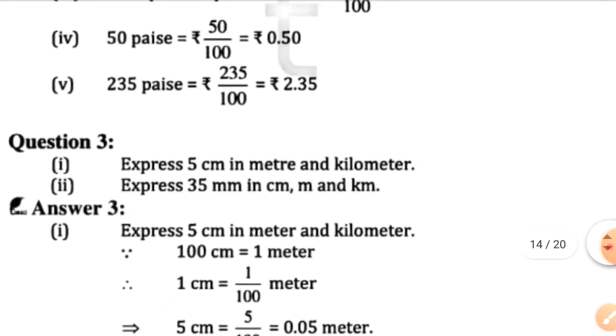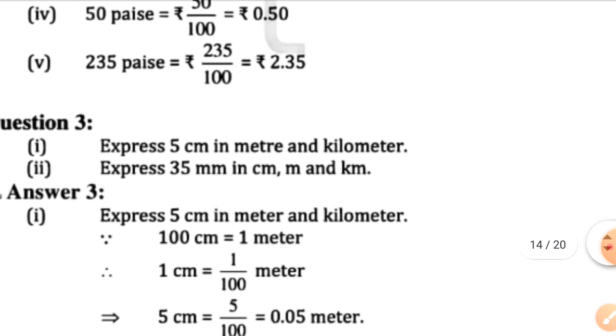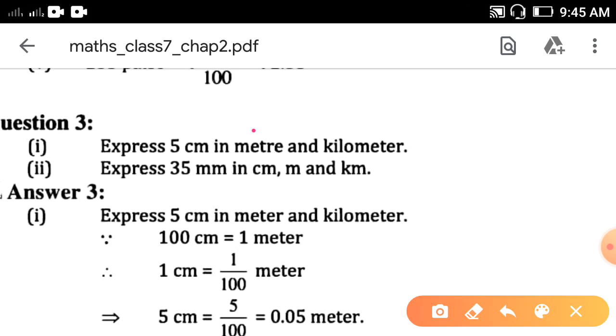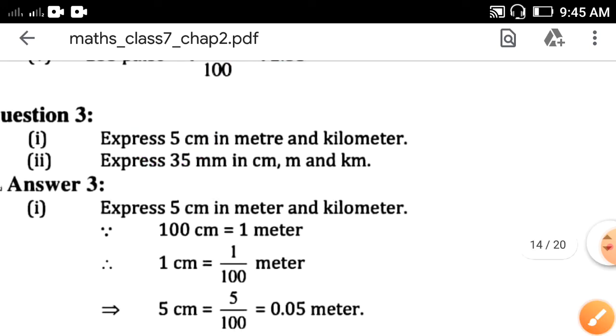If you want to convert centimeter into meter, then you have to divide by 100, and from centimeter to kilometer, you have to divide by 1 lakh. But from meter to kilometer, you have to divide by 1000. Actually I understood it as meter to kilometer, that's why I said 1000, but here the actual question is centimeter to kilometer, that's why it will be 1 lakh.